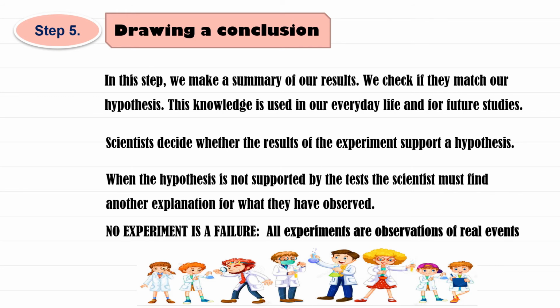Scientists decide whether the result of the experiment supports a hypothesis. When the hypothesis is not supported by the test, the scientists must find another explanation for what they have observed. No experiment is a failure. All experiments are observations of real events. Do you understand? Okay, very good.